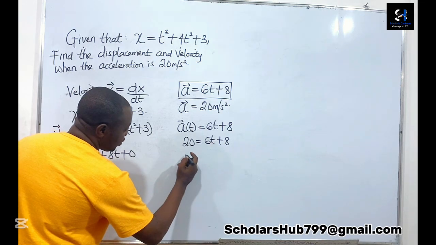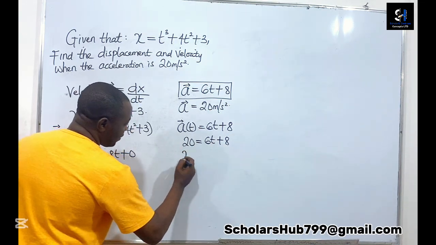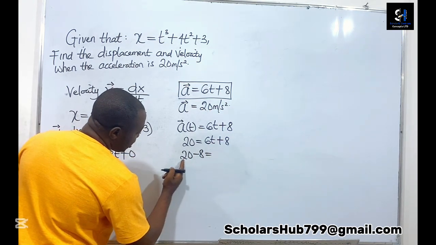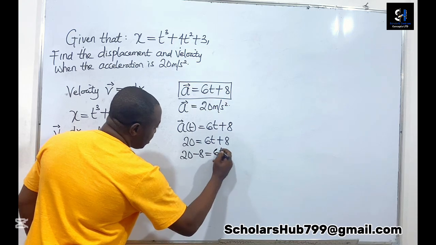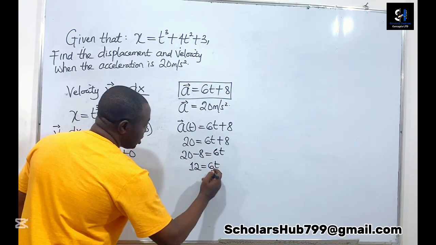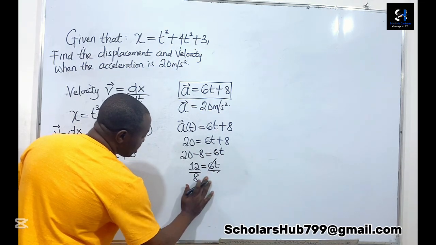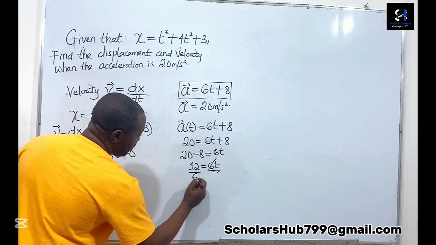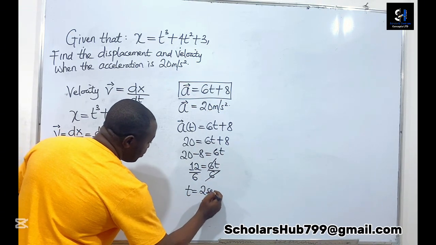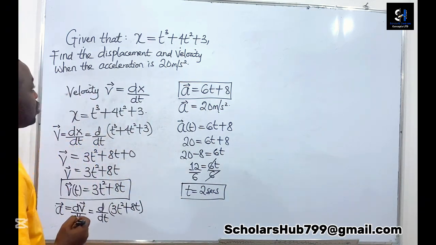I'll bring this to the left hand side. When this crosses over to the left hand side, it will become negative 8. So that we have 20 minus 8 equals 6t. And this will be 12 equals 6t. So if you divide both sides by 6, the value of t will be 2 seconds.